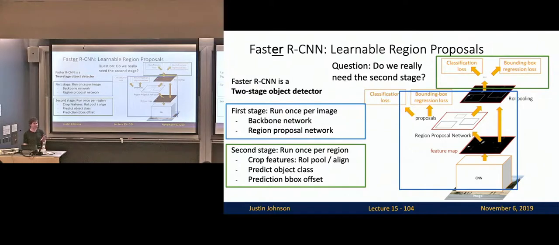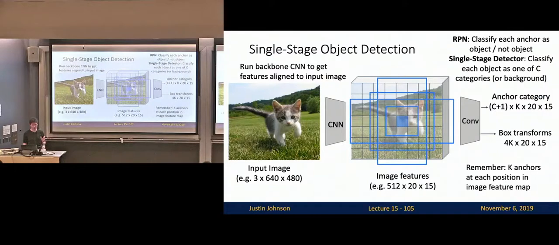It seems like we could get away with using just the first stage and ask this first stage to do everything. That would simplify the system a little bit and make it even faster because we wouldn't have to run these separate computations per region. So basically this works. There are methods for object detection called single-stage object detection, which look just like the RPN in Faster R-CNN, except that rather than classifying the anchor boxes as object or not object, we make a full classification decision for the category of the object right here.